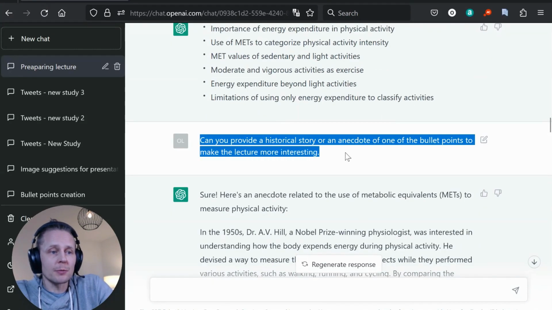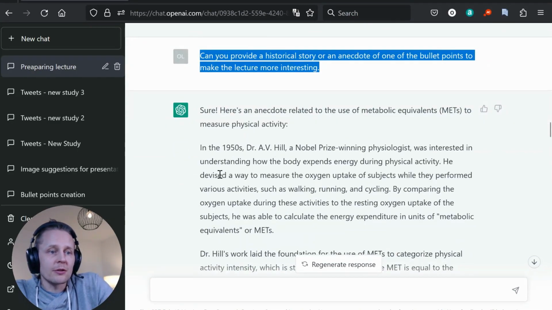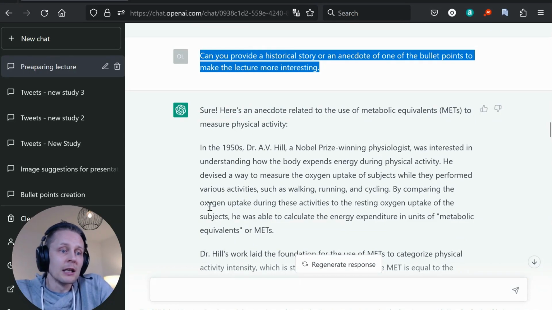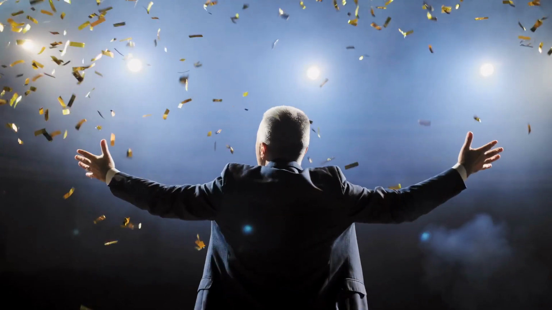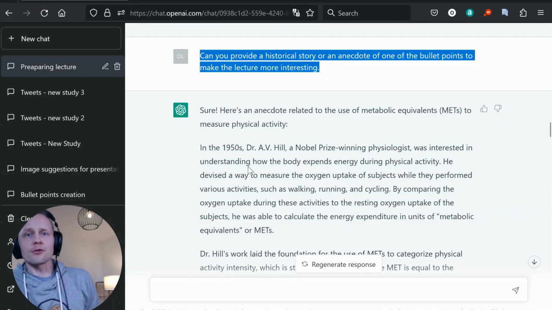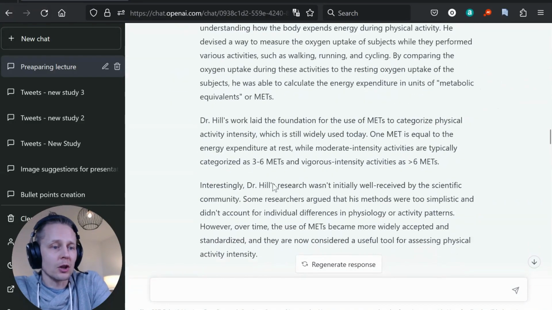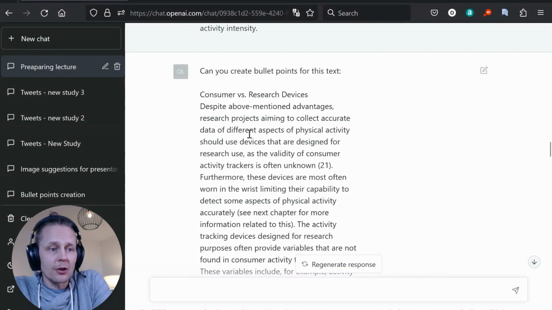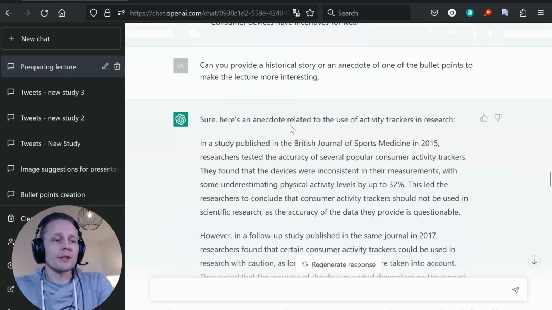And again, I gave a prompt, can you provide a historical story or an anecdote? And it gives a story about Nobel Prize winning physiologist Dr. A.V. Hill and how his work had an effect on how metabolic equivalents were developed in the future. A.V. Hill is a Nobel Prize winner, and he has been working on the heat production of muscle. So this could be very much true, but like I said, you should fact check these because it might not always be correct. Then I continued doing the same, just asking to create bullet points for the text and getting good results with it.